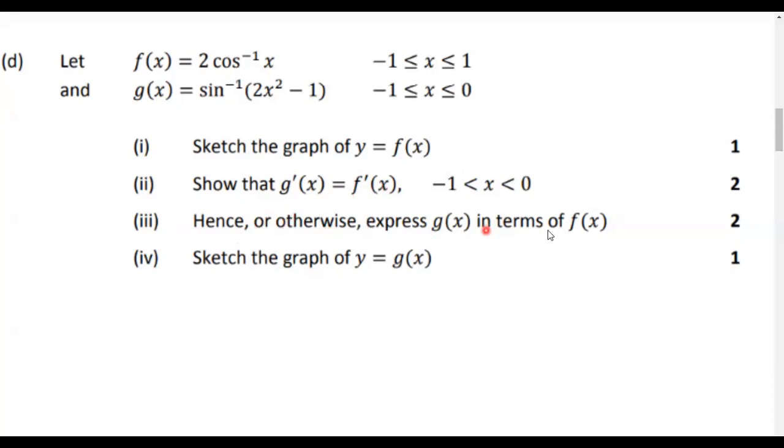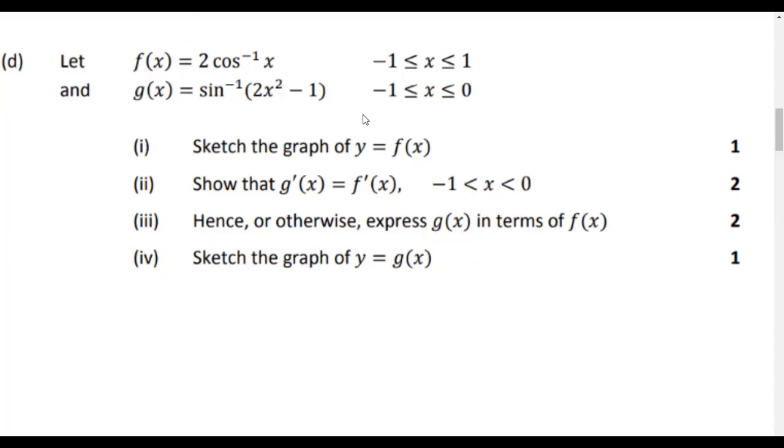Then think of some sort of relationship between the two in this question. And then finally graph y equals g(x). So that's basically what they're asking you to do. You've got this sort of stepwise lead through. And let's do it one by one.